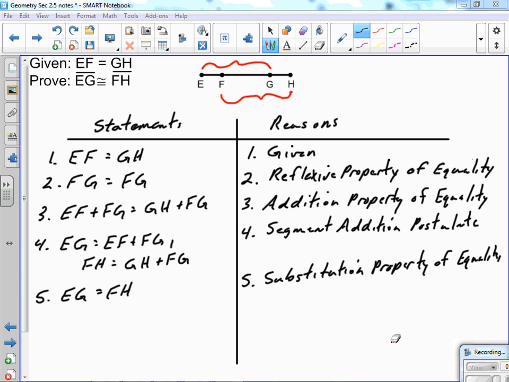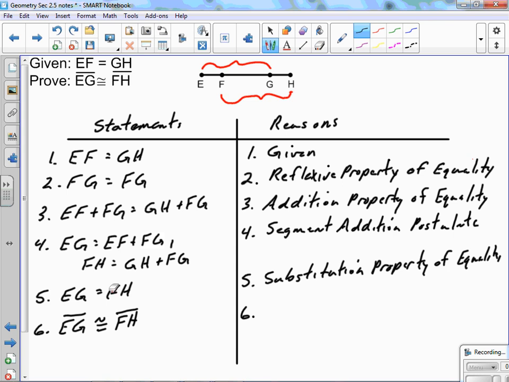All right, so right now it looks kind of like we're where we need to be, except we have an equal sign here and we have a congruent sign, what we're trying to prove. So I do know, however, that if two segment lengths are the same, then the segments themselves are going to be congruent to each other. So we can switch, say segment EG is congruent to segment FH based on the fact that their segment lengths were the same.